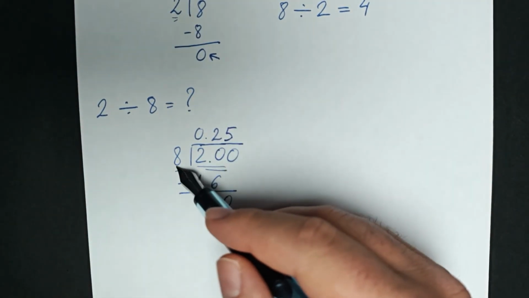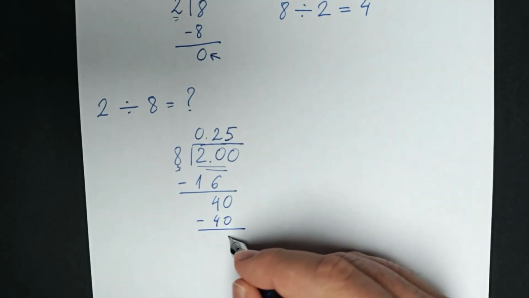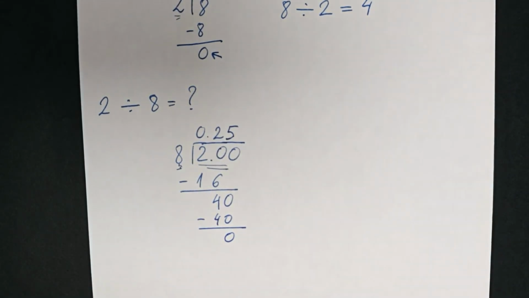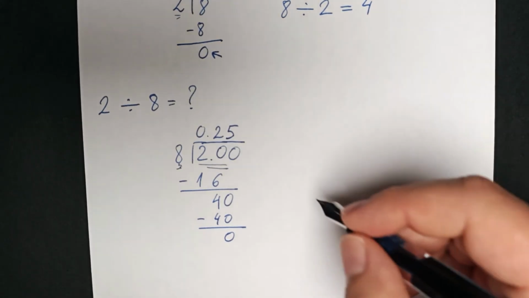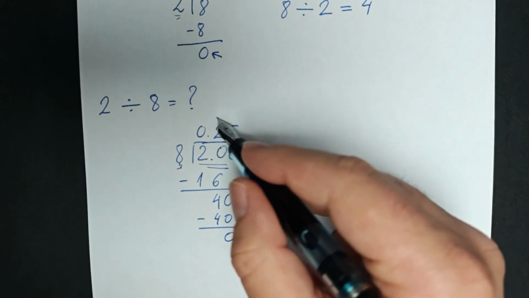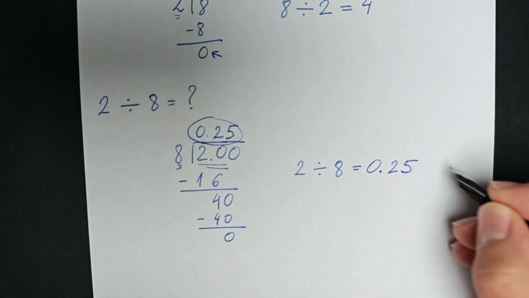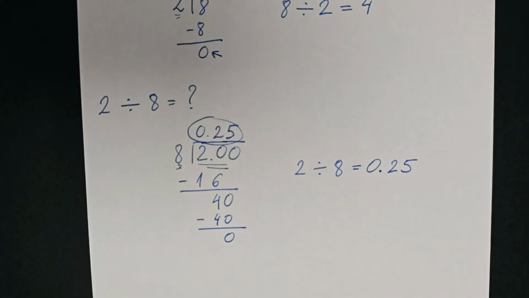5 multiplied by 8 is 40. And when we subtract that, we finally get 0. The remainder is 0, and we are done. So the answer for 2 divided by 8 is this number up here, 0.25.